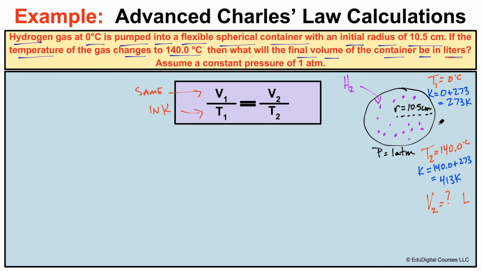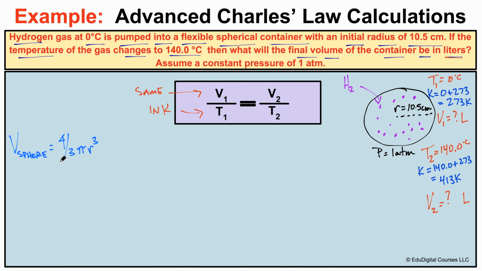And so what we have to do first is figure out what V1 is in liters. Once we figure out what the initial volume is, we can then use the Charles Law formula to figure out what the final volume of this container is going to be. So how can we figure this out? Well, let's go ahead and start plugging and chugging. We know that the radius is 10.5 centimeters, but we also know that the volume of a sphere is equal to 4/3 times pi times the radius cubed.